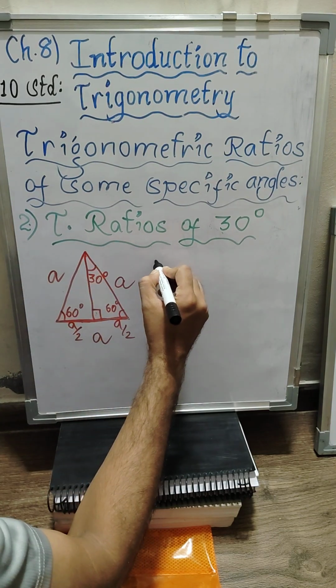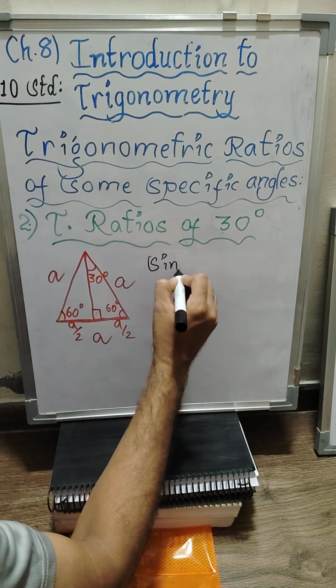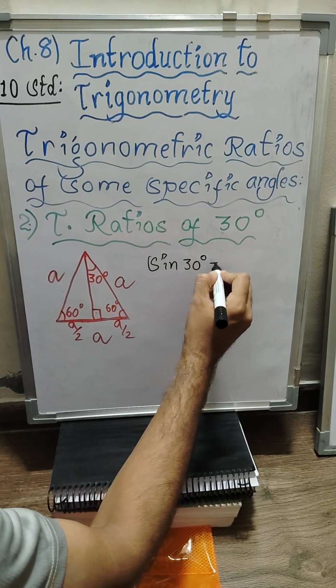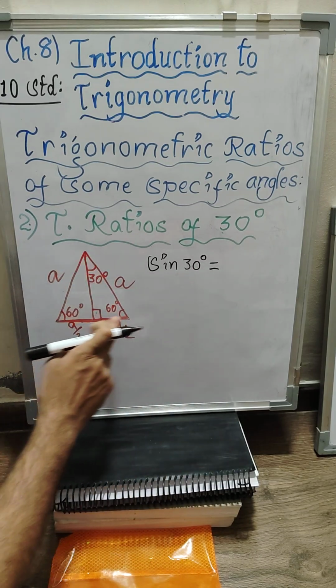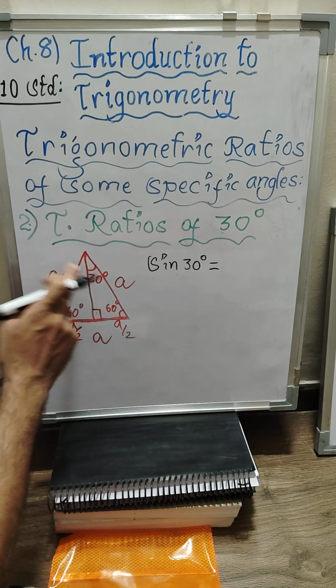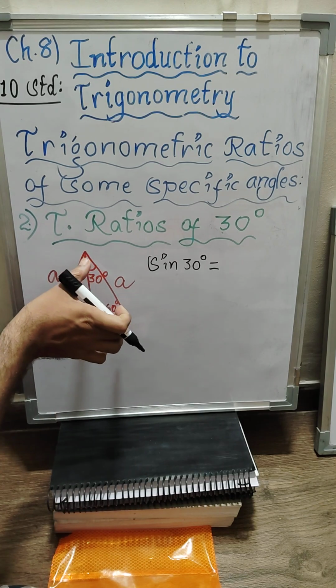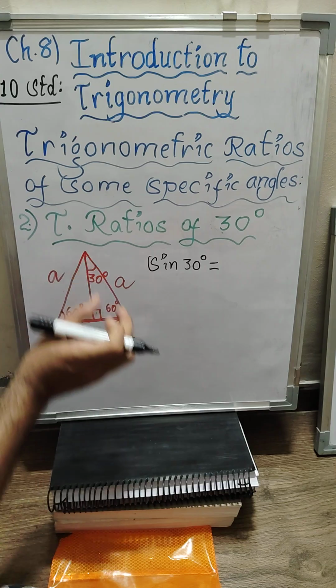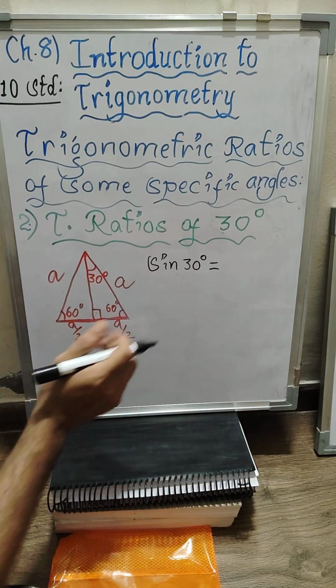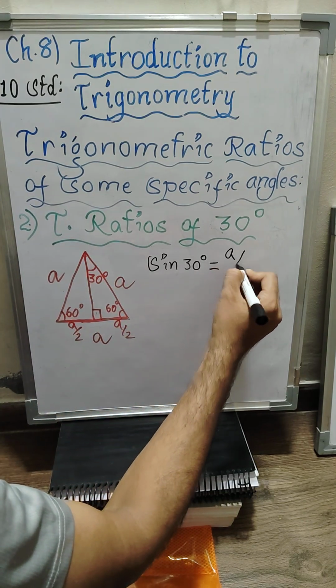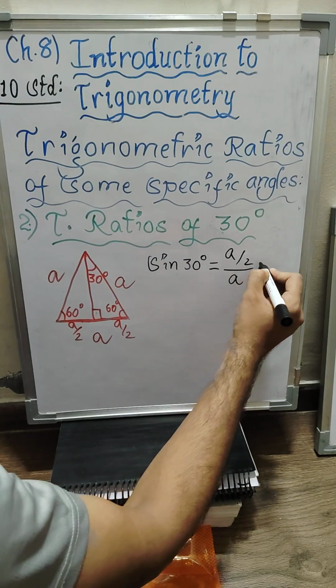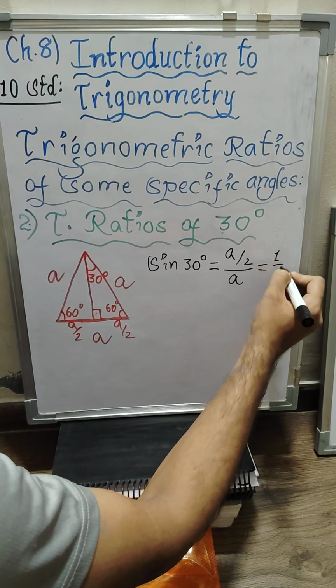Now we shall write the trigonometric ratios of 30 degrees. So sine 30 is equal to, in this triangle for 30 degrees, opposite by hypotenuse. So a by 2 by a, which is 1 by 2.